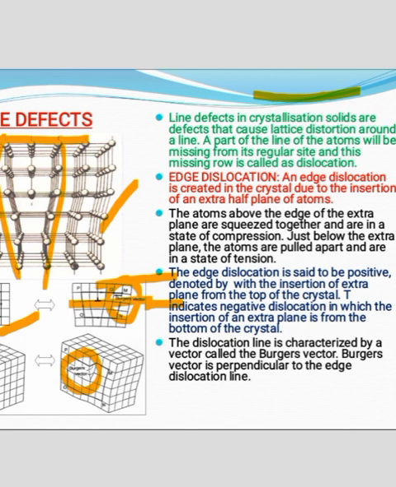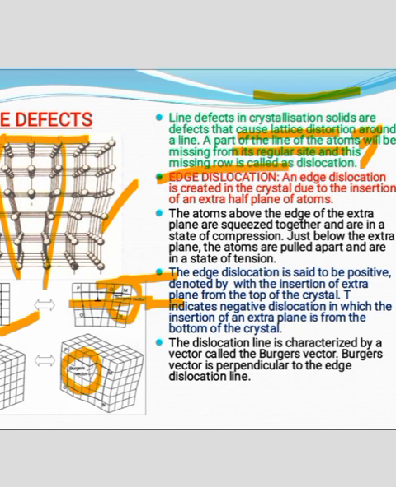Line defects in crystalline solids are defects that cause lattice distortion around a line. So distortion around a line. Part of the line of atoms will be missing from its regular site, and this missing row is called a dislocation. Missing row is called dislocation.